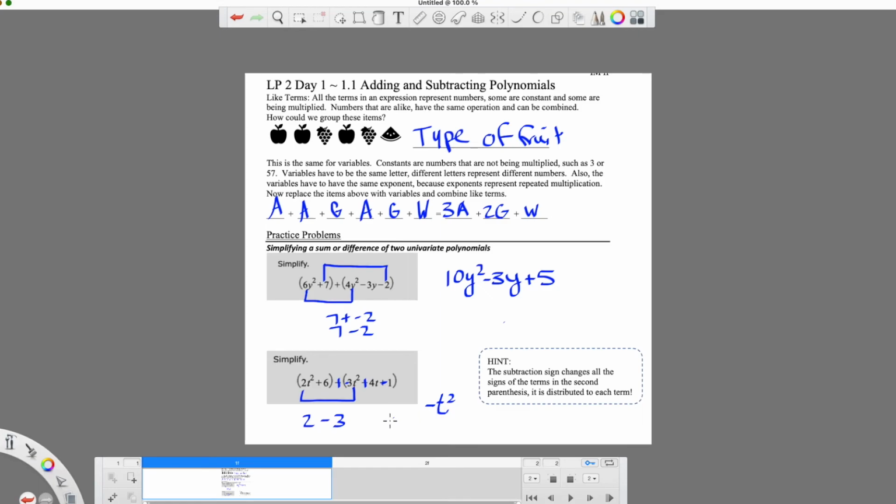And then again, I only have that one middle term. There is no other, just t without the square. So I can just go plus 4t. And then I have 6 minus 1. So 6 minus 1 is 5. All right, so we have simplified both of those expressions. So that is how we simplify either a sum or difference. Again, pay attention to whether it's a plus sign or a minus sign, because that does change things a little bit. But go ahead and jump on Alex and give it a try.